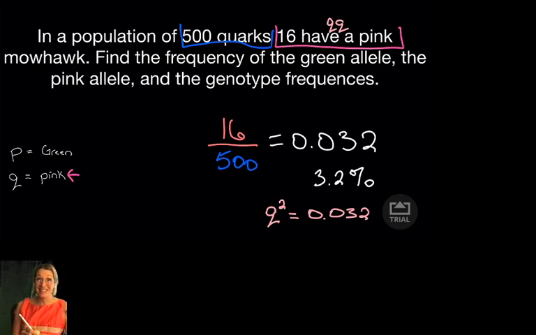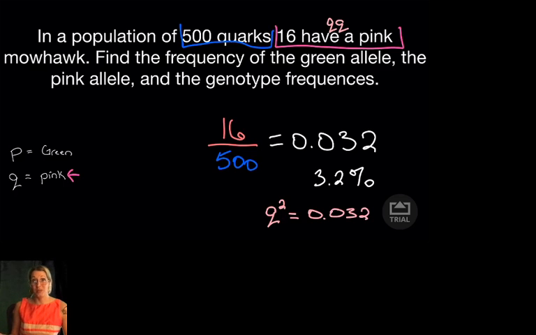So what this is, guys, is our Q squared, right? This is how many individuals are homozygous recessive. 0.032, that's our Q squared. Just from knowing how many individuals in the population are expressing that recessive trait, we get our Q squared from our Hardy-Weinberg problem. Okay, cool. Puzzle piece slips into place.